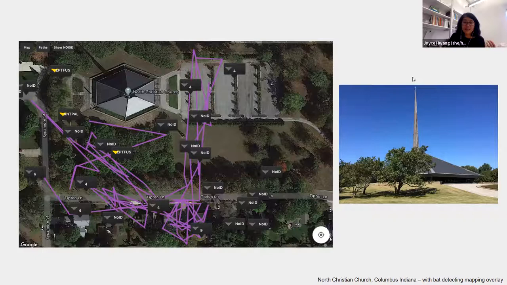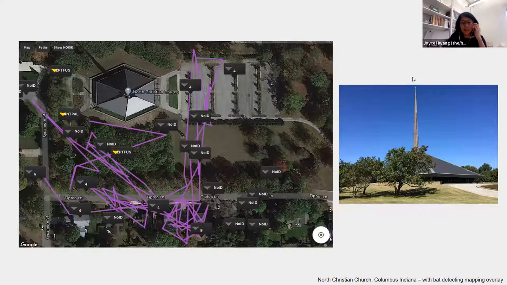So in walking around and exploring Columbus, Indiana, I took an ultrasonic bat detector with me, and I started to try to understand the movements and the locations of bats in and around the city, around these iconic buildings. This is a building by Eero Saarinen, the North Christian Church, which is absolutely gorgeous, and there's certainly a circulation pattern and a geometric logic that you can see in the site planning here, but also what's the logic of the bats in this area? That's something I became really interested in.